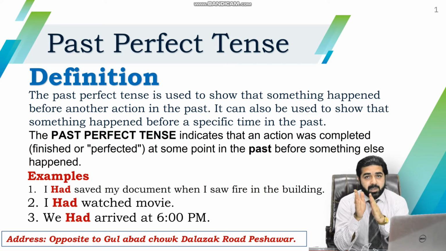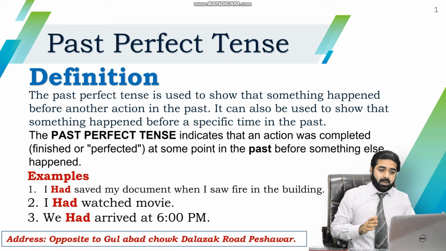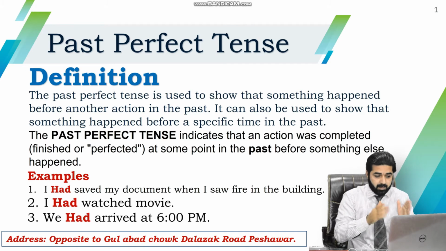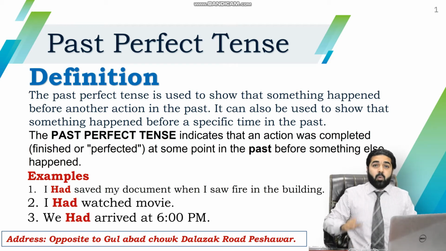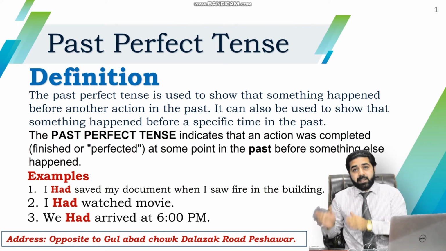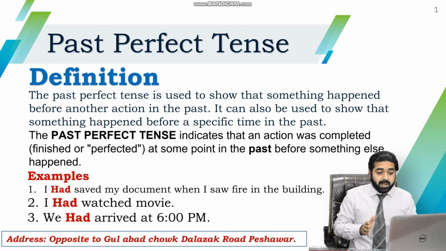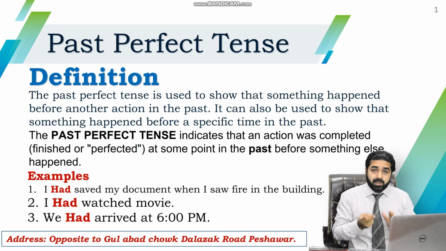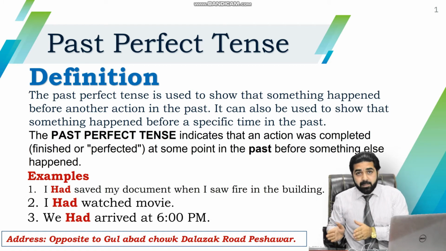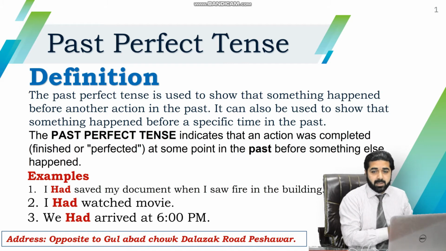Both actions are completed, but one action is completed before another action happened. How? I will tell you. I had saved my documents when I saw fire in the building. One action is that there is fire in the building, right? That action is also completed, and another action is that I had saved my documents. Two actions are happening. One, fire in the building, and another, he had saved his documents, right?